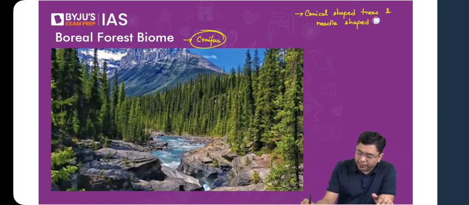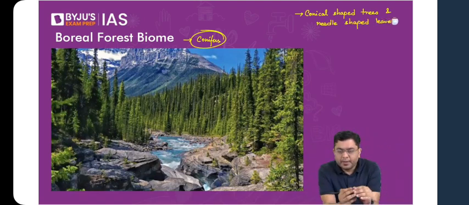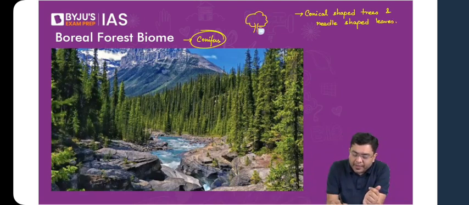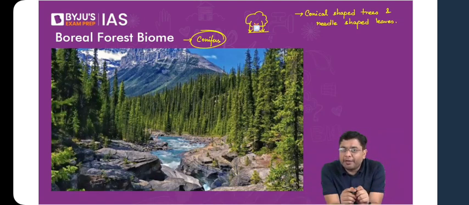Why is it so? Good. In order to handle excessive amount of snow. Because if the leaves are broader, and if a significant amount of snow falls on that, then the leaves won't be able to withstand that weight, and they will immediately break open. And also, if the trees have a shape somewhat like this, then all the snow will accumulate and eventually break them down. So that is why the trees have a conical shape and the leaves have needle shape.